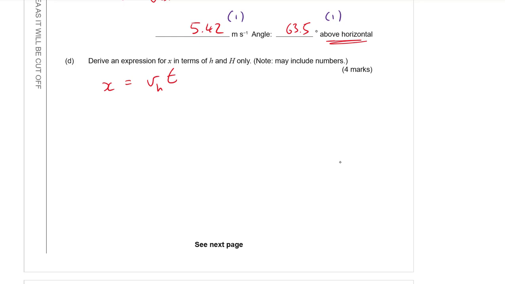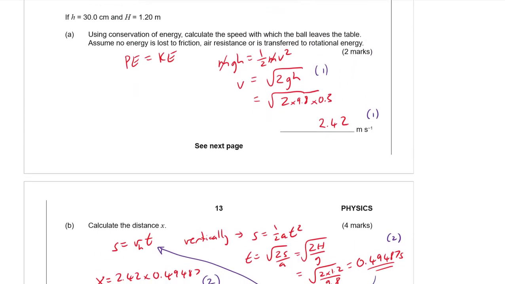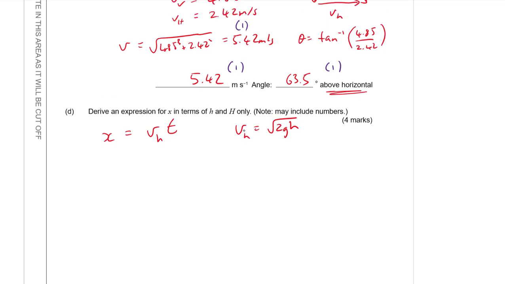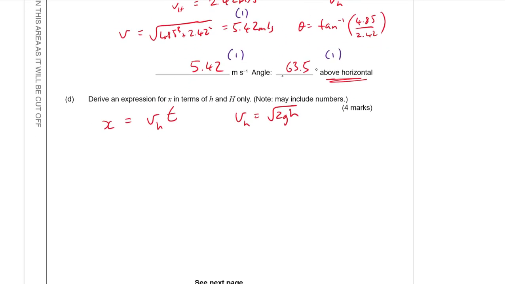So the first thing I'm going to do is remember that the horizontal velocity I solved in the first part of this question as being equal to the square root of 2gh. So I can get that there. And then the time that it's in the air for, from above, I got over here, the time is equal to the square root of 2 big H divided by g. Okay, so I have these two expressions here. That's not v, that's time.